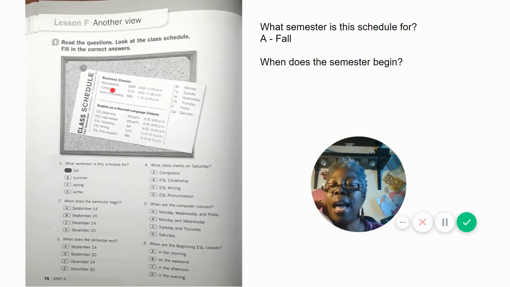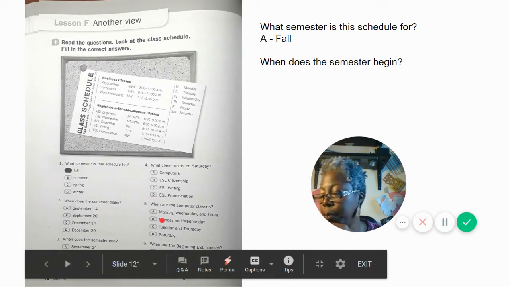Okay, so we have keyboarding, computers, and word processing for our business classes. And then for our ESL classes, we have beginning, intermediate, citizenship, writing, and pronunciation. So let's come on down and see what our questions are. We've got 6 questions here.